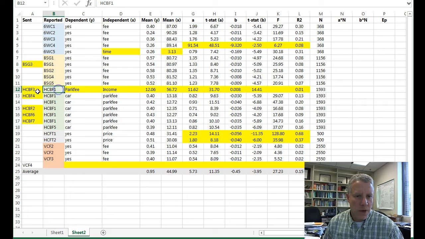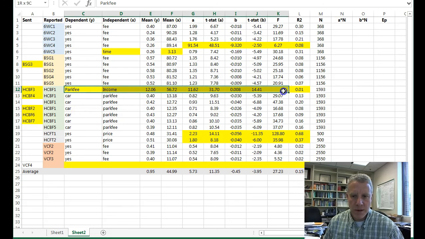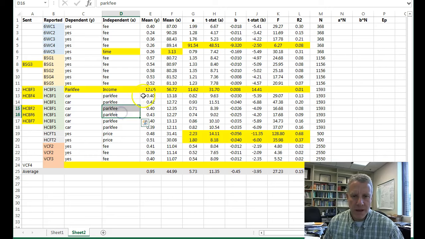High Country Beer Fest 1, if you were sent High Country Beer Fest 3, you're using parking fee as the dependent variable and income as the independent. The dependent variable should be car, and the independent variable should be park fee. That probably explains these results that I've highlighted to the right. The wrong independent variable explains the wrong mean of the independent variable.